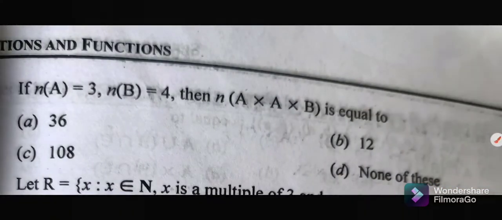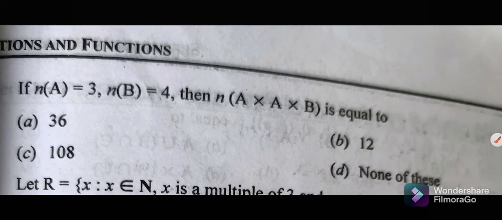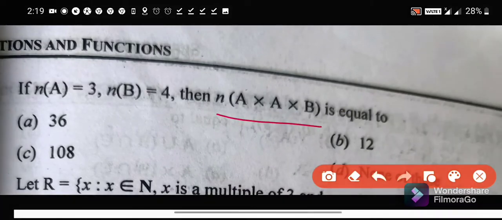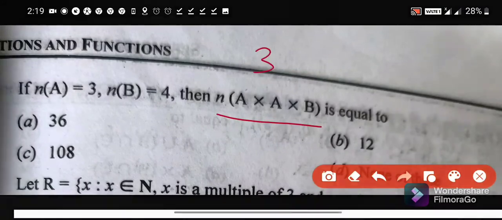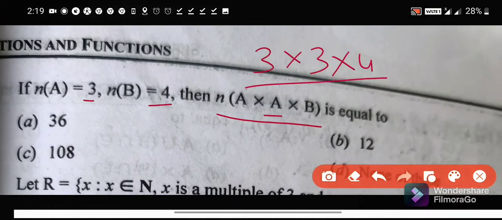Next question. If number of elements of A is equal to 3 and number of elements of B is equal to 4, then number of elements of A cross B is equal to. Now number of elements of A is 3, and number of elements of B is 4. So multiply these, we get the required answer. 9 multiplied by 4, that is 36.